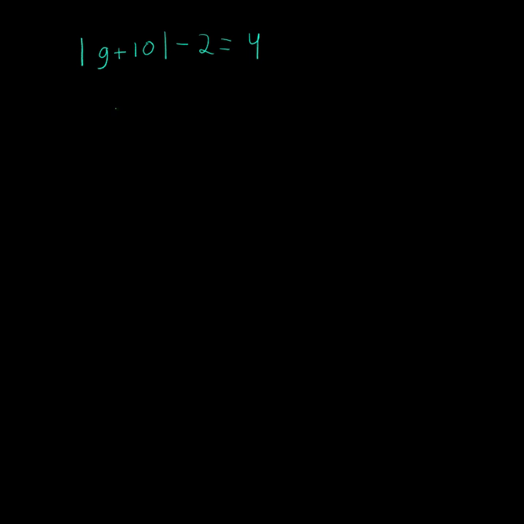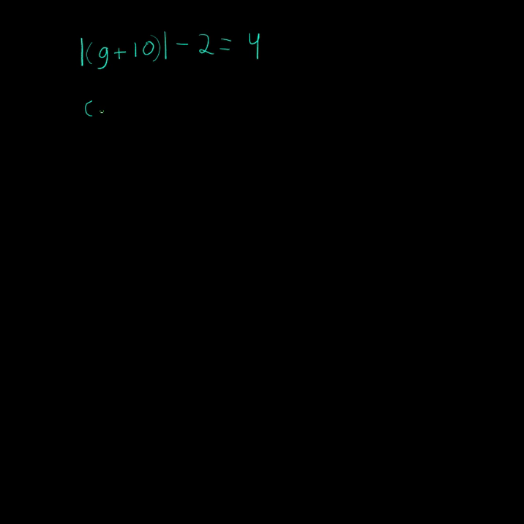Well, the thing is when we have these absolute value bars, there will be two different cases we need to consider for whatever's inside of these absolute value bars. So I'll throw these in to be safe. What if g plus 10 is positive? So we need to work through that case.